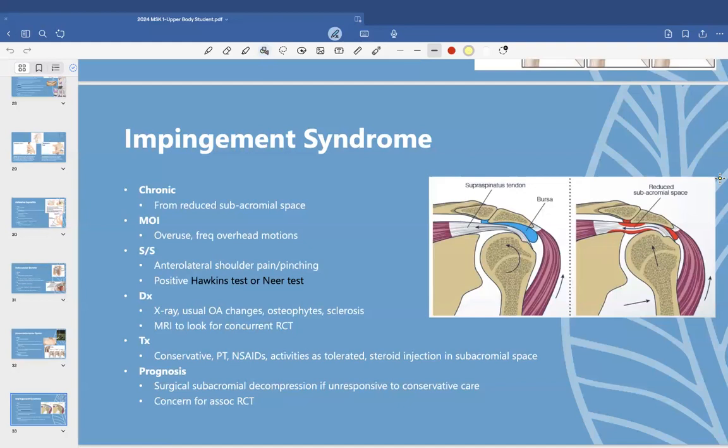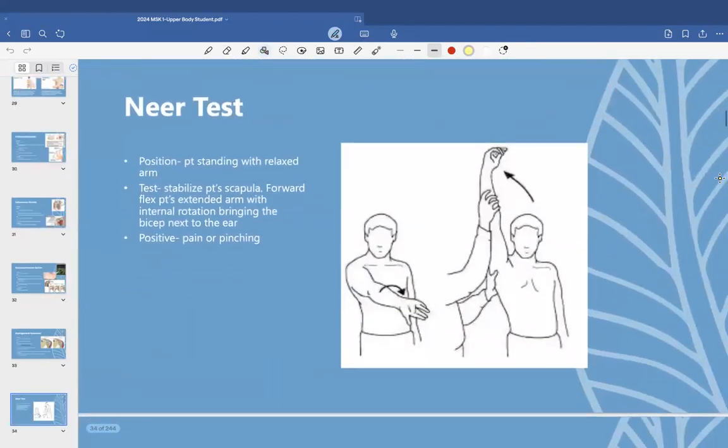So that's an impingement. And if you look at tests for this, the Neer test, I remember this: near, you put the arm near the ear. Lift the arm, relax it, stabilize their scapula and shoulder blades so they can't lift that way. Stabilize that down and have them lift forward, flex the arm with some internal rotation, bicep next to the ear. If they have pain or pinching, something's going on, not enough room there. Osteoarthritis, bursitis, tendonitis, something of impingement, something's pinching there.